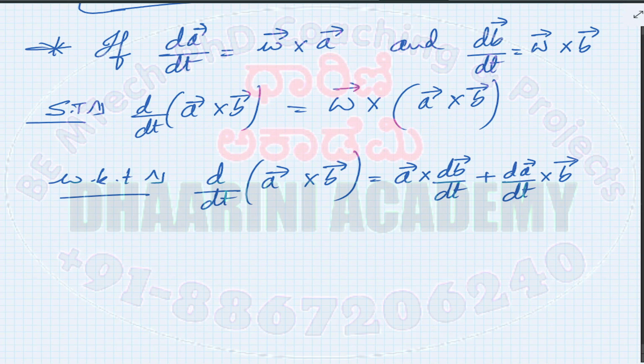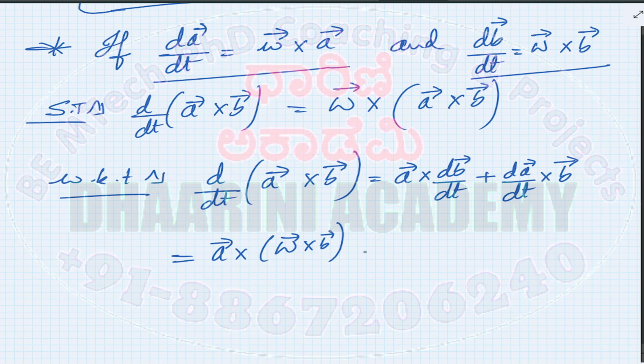Alright, but if you look at the given data, what is given? dA/dt is w cross A, dB/dt is w cross B, correct? So this is equal to, now we can write it as vector A cross dB/dt. You can see that dB/dt is w cross B, so I am going to replace this with w vector cross B vector.